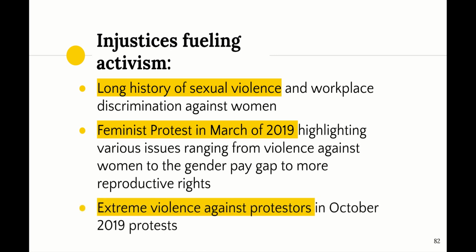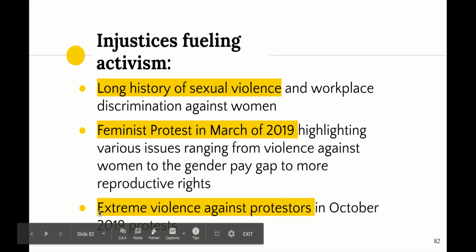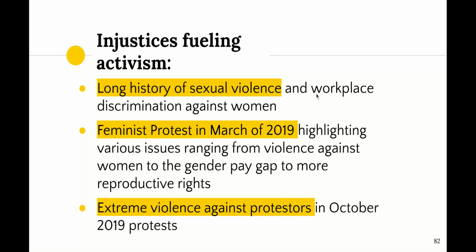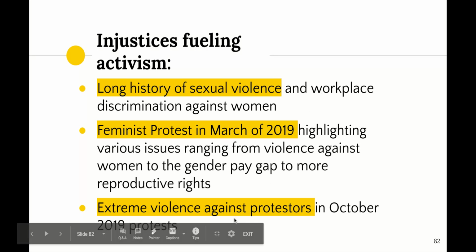That took us to the extreme violence against protesters in October 2019. And one of the reasons why the women created the song was in response to the lack of government response to the violence against the protesters in October 2019. I would argue that this right here, the October 2019, that was the spark. But again, violence against women is not new, and it's been something that women have been protesting for 30 years, if not longer.